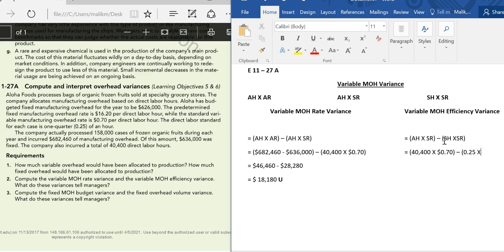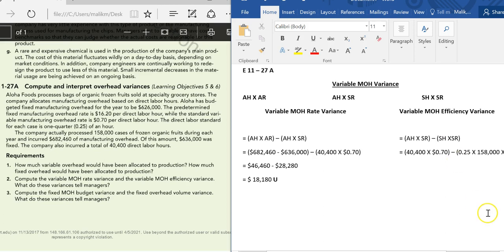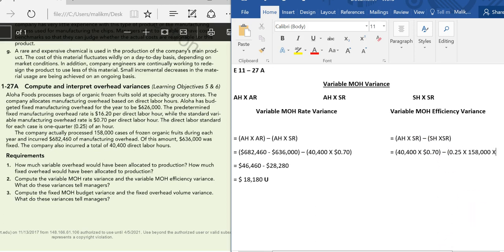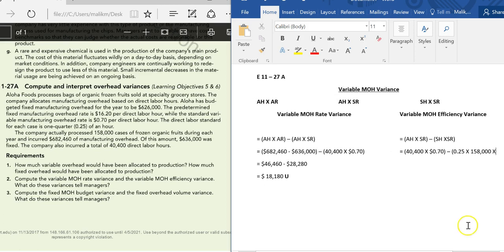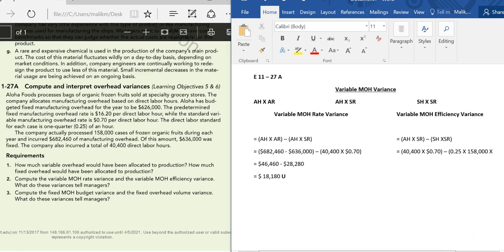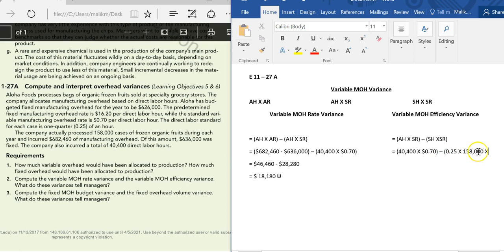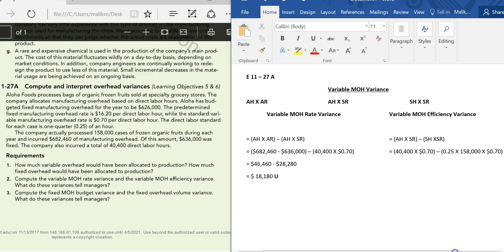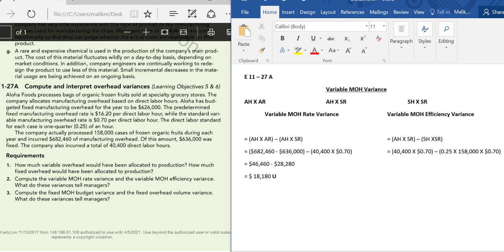So I'm repeating again, the standard hour is 0.25 hour for 1 case, and they actually processed 158,000 cases. This is how you will figure out the total standard hour. So these two together will tell you the total standard hour. And then we're going to use the standard rate, which I already know. It is 70 cents. So now we will multiply all these numbers and figure out the results.